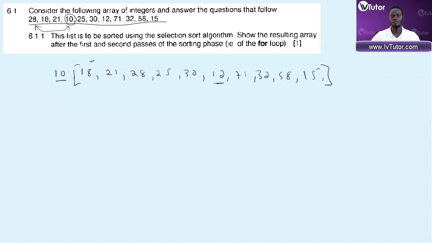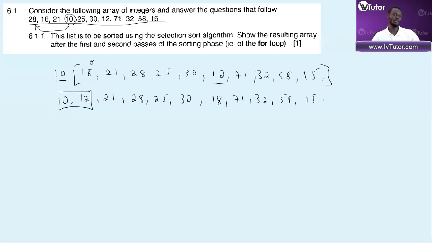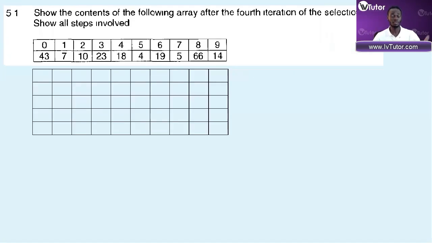Which means 12 becomes the second index. So you swap 12 with 18. So now you have 10, 12, 21, 28, 25, 30, 18, right? Because we swapped. You have 71 here, 32 there, 58 there, 15 there. And this sub-array here is already sorted. So that is how it looks like in the first and second passes of your sorting phase. Nothing much. Here's another question.